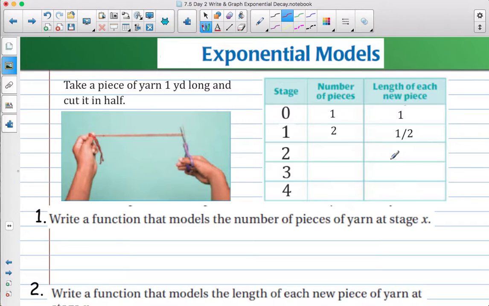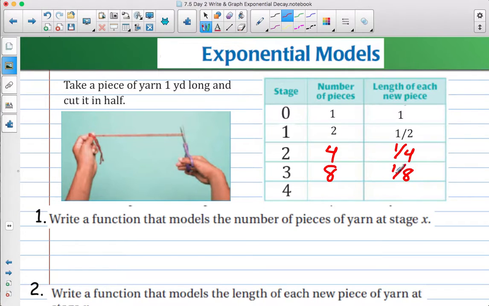Now what I'm going to do is cut each of those in half. So now I'm going to have 4 pieces. Each of them would be 1/4. For each of those pieces, I'm going to cut them in half. So now I'm going to have 8 pieces. They still need to make a yard total, so each of them must be 1/8 of a yard long.